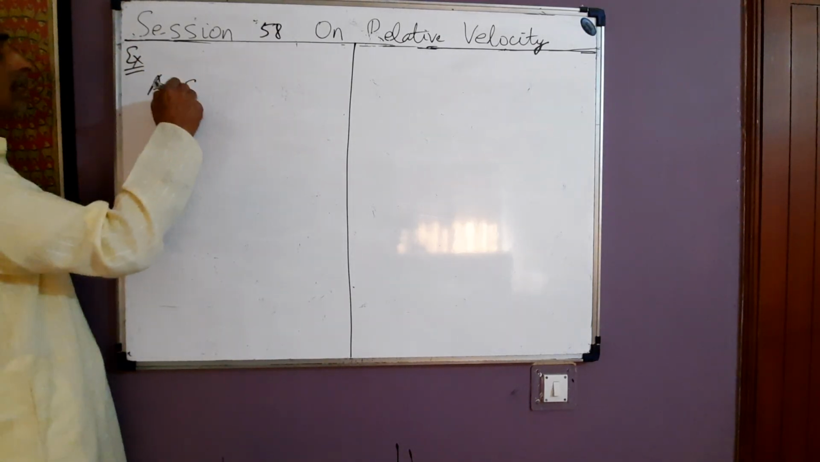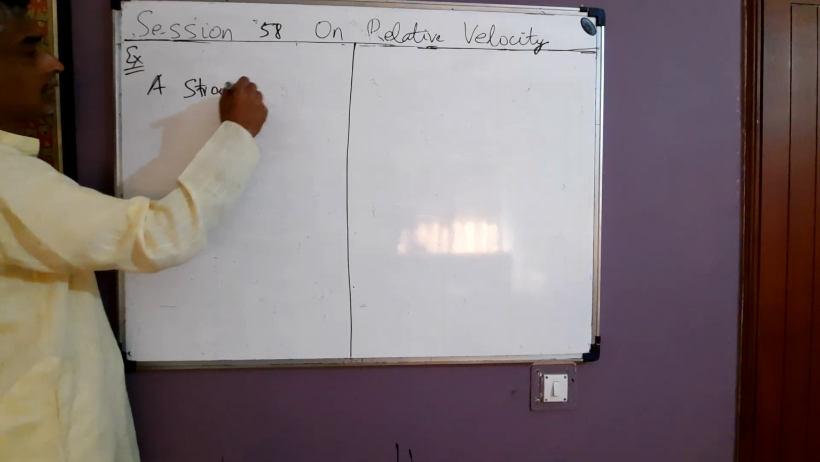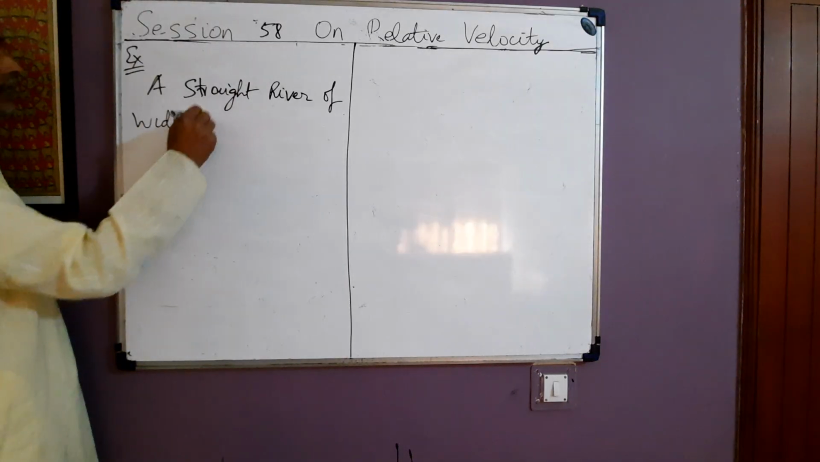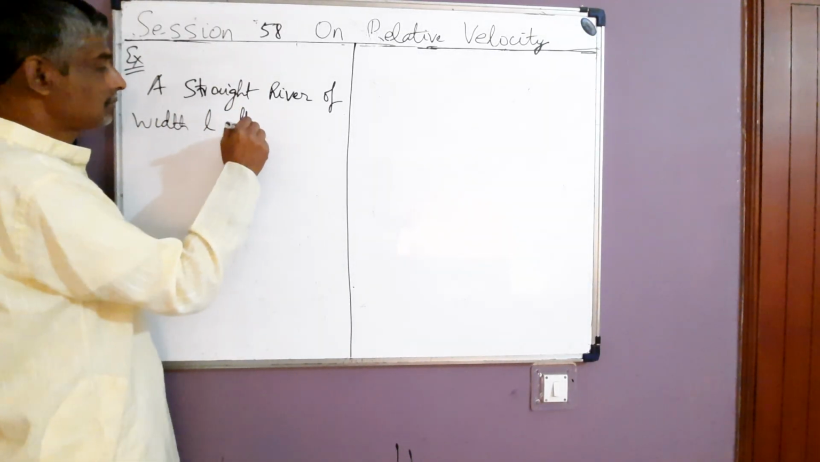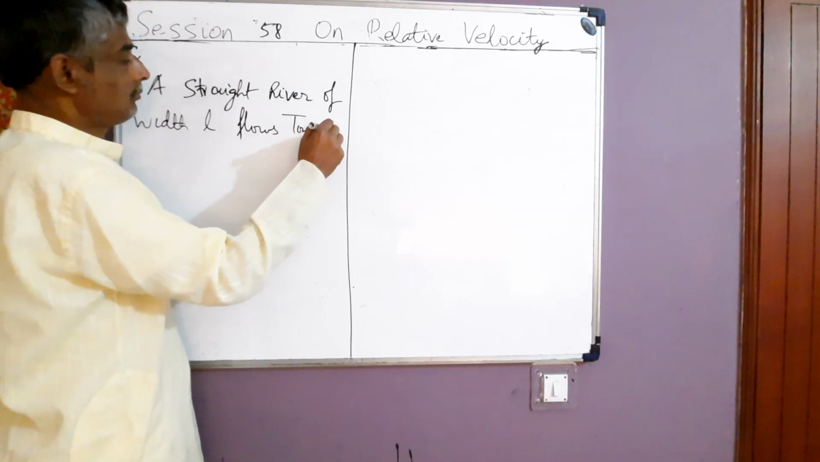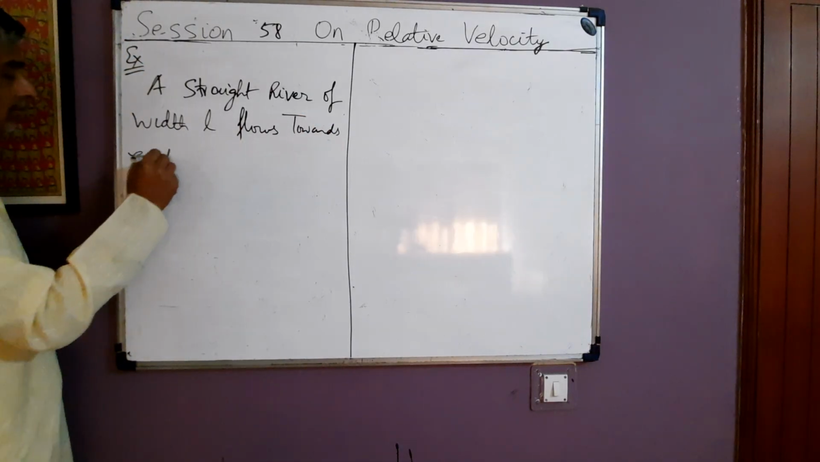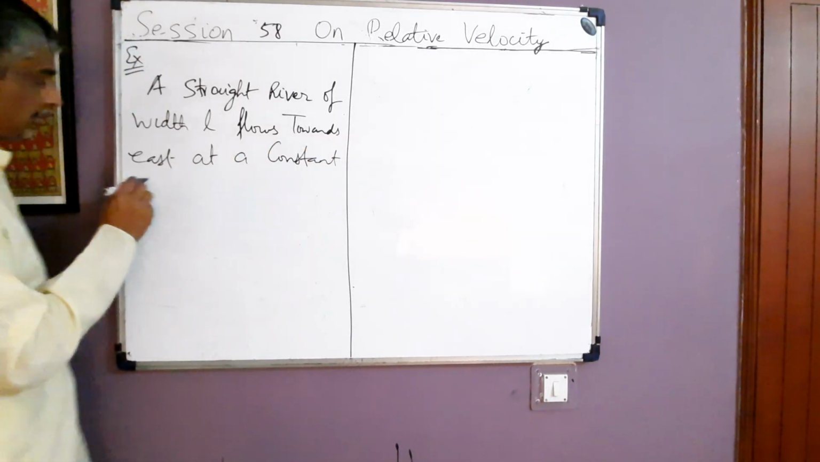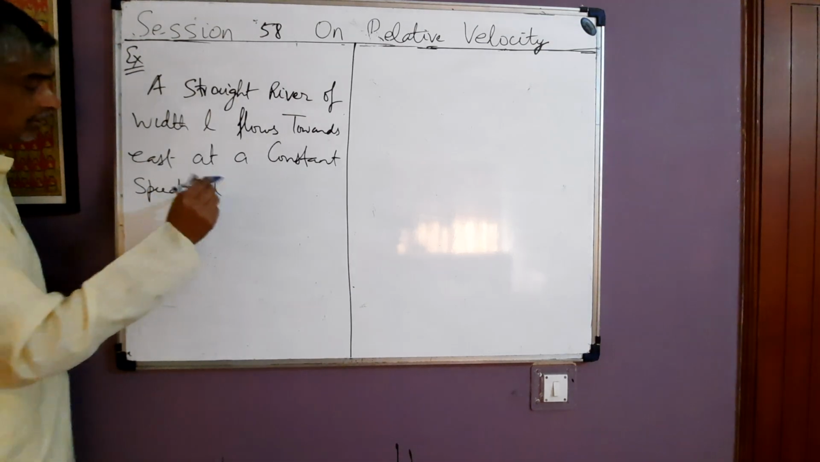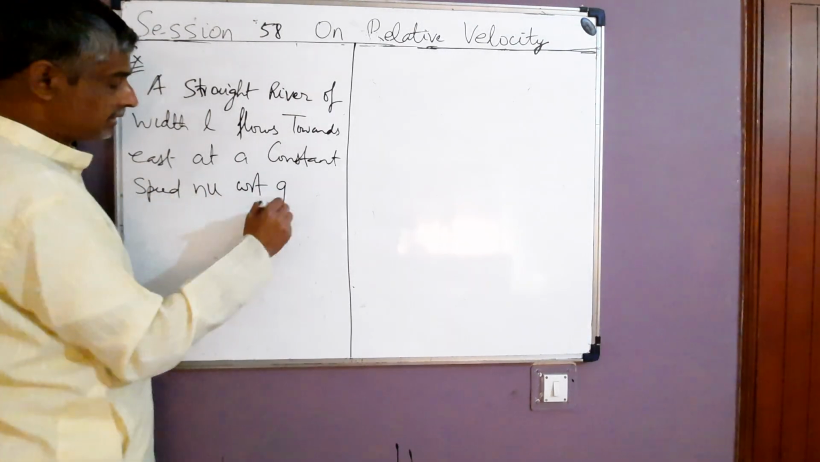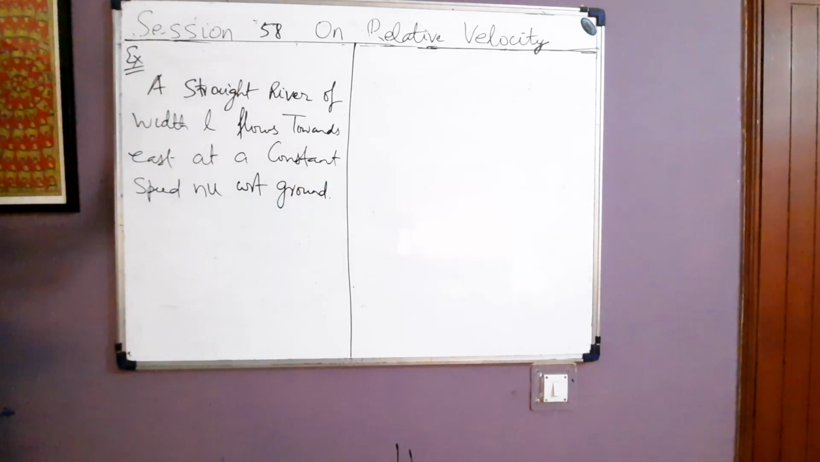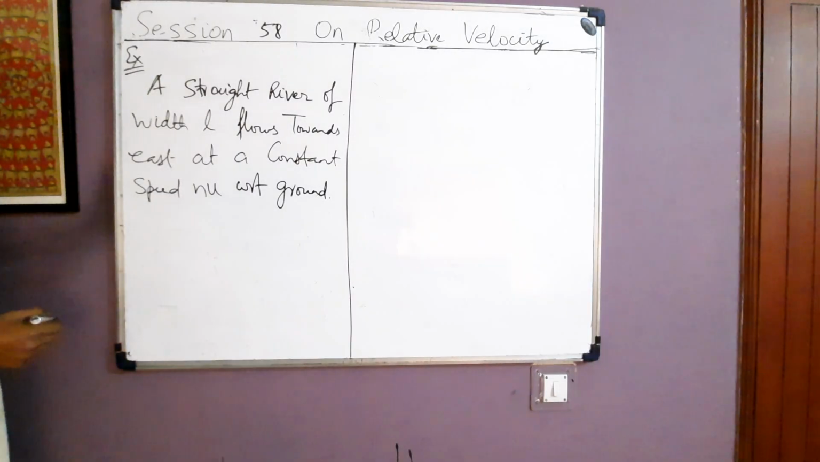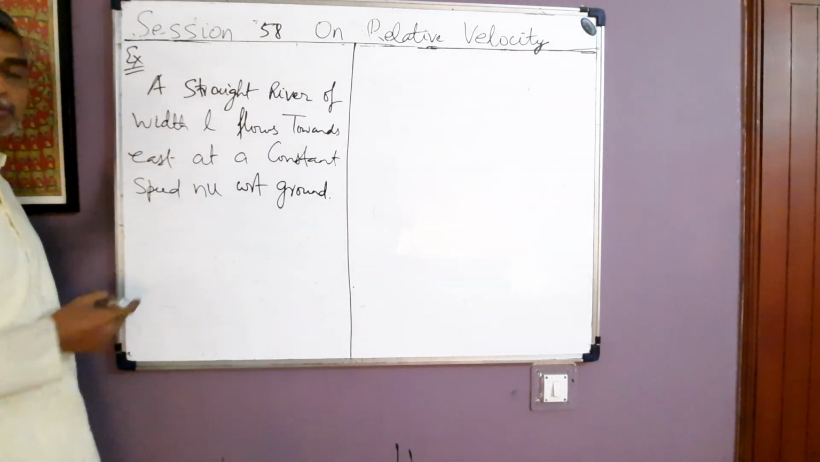A straight river of width L flows towards east at a constant speed nu with respect to ground, where n is a positive real number.